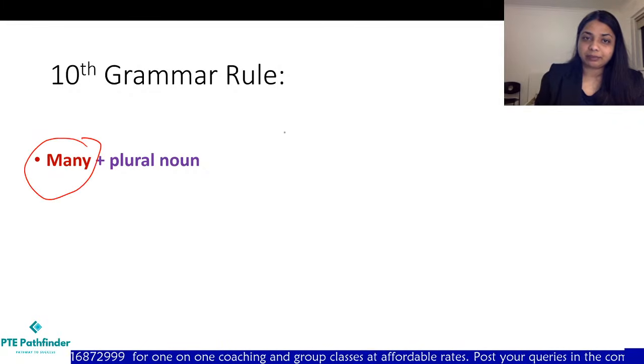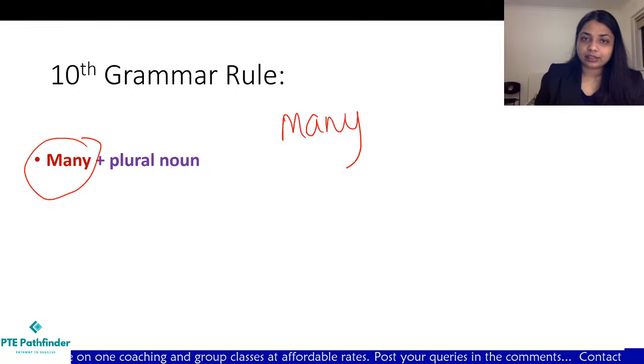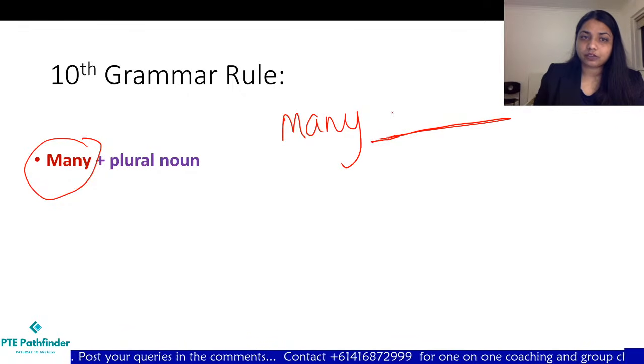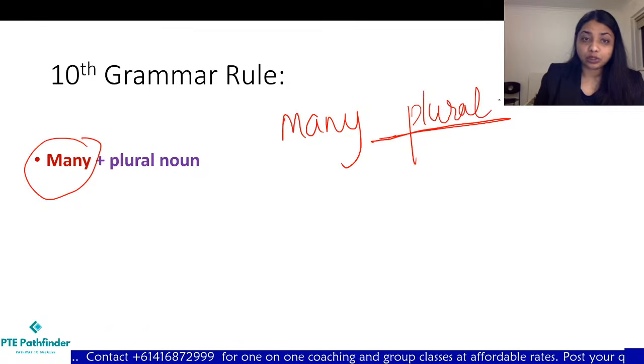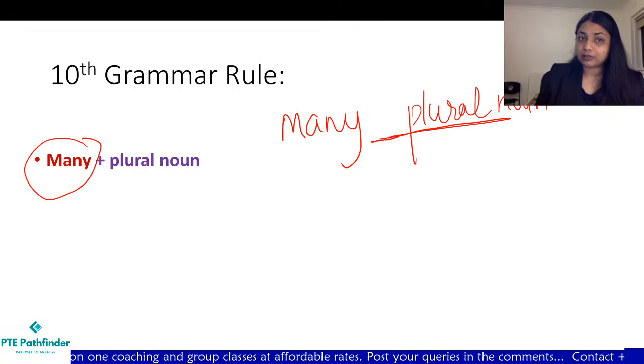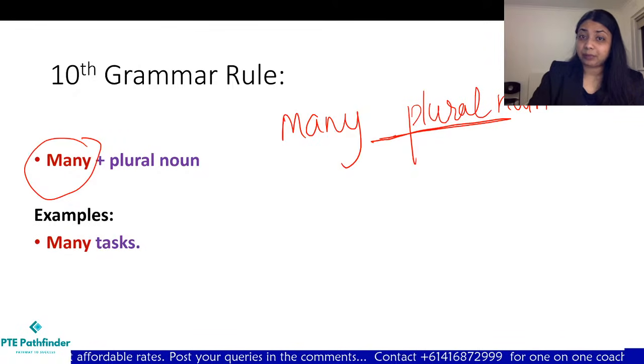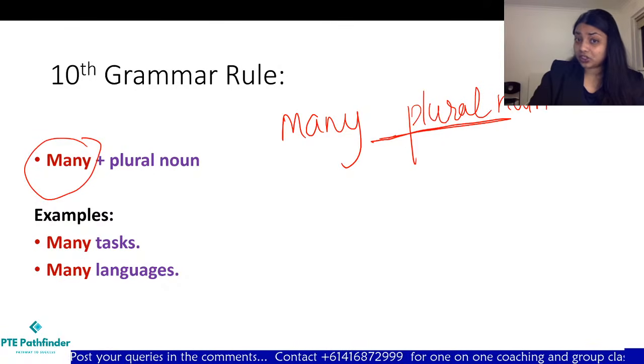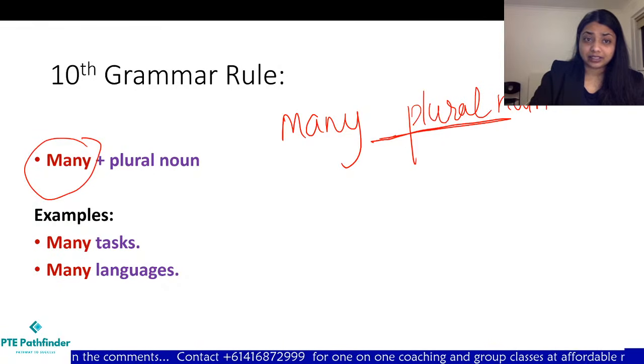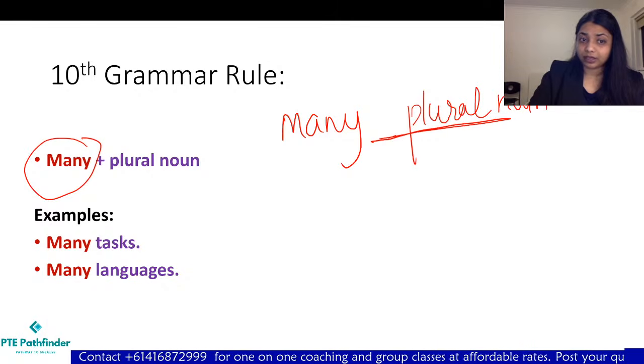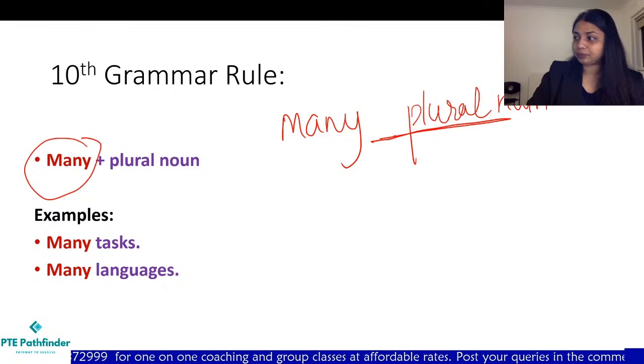So if you find a blank, let's say it starts with many or anywhere it is, and then you have the blank after many. So remember, after many we always look for a noun, but that noun needs to be in plural form. So you look at the noun which is plural. So that helps you to minimize the issues that you might be having. So for example, let's say many tasks, many languages, many assignments. So a noun in the plural form.